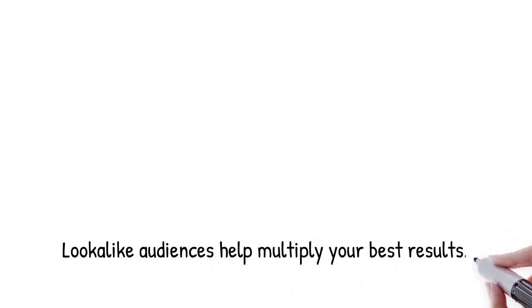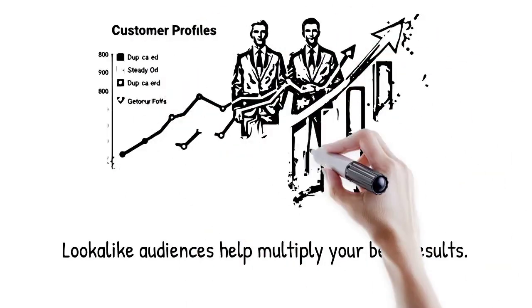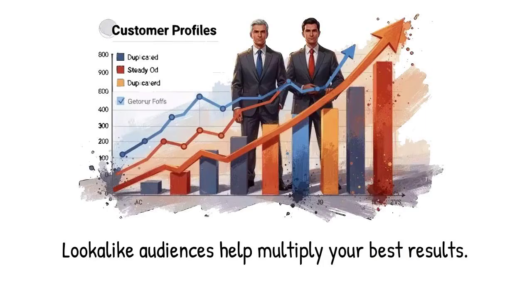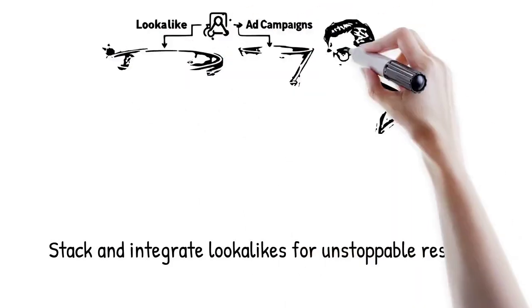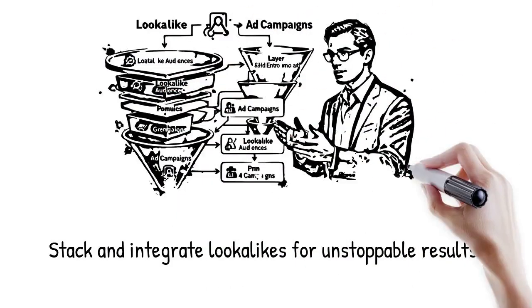The truth: lookalike audiences are not magic. They are data-driven duplication, a way to clone your best customers and multiply your results. When you build the right seeds, test the right percentages, and scale the right winners, your ads stop growing linearly and start growing exponentially. This is how brands scale from 5,000 rupees a day to 50,000 rupees a day. Not by spending more, but by targeting smarter.